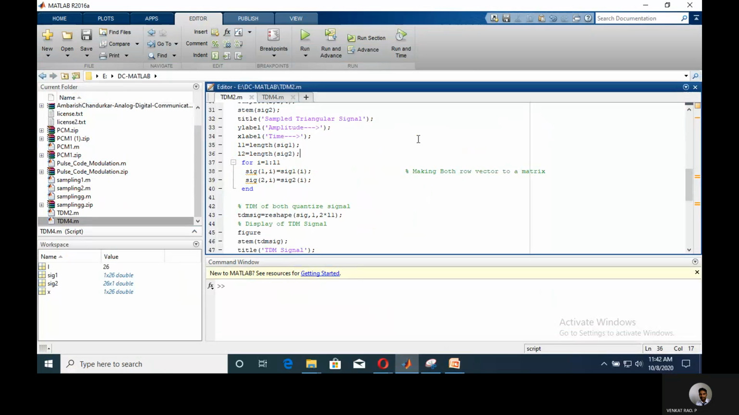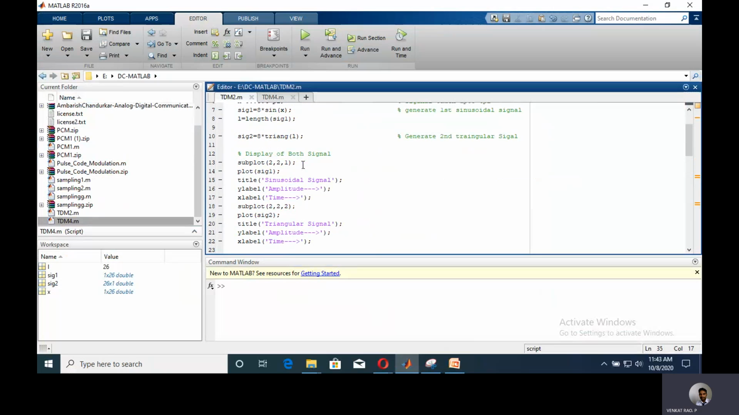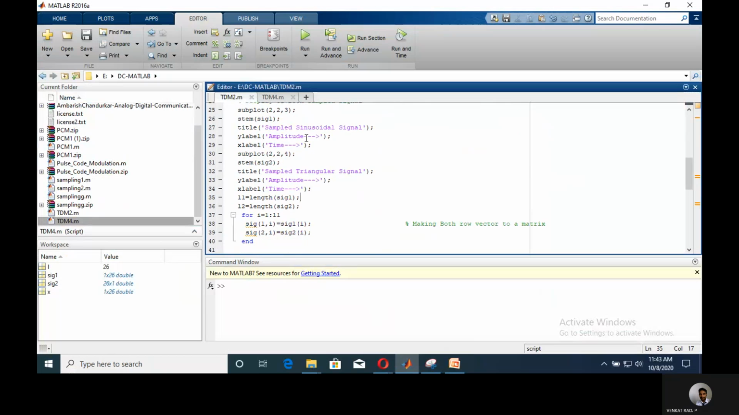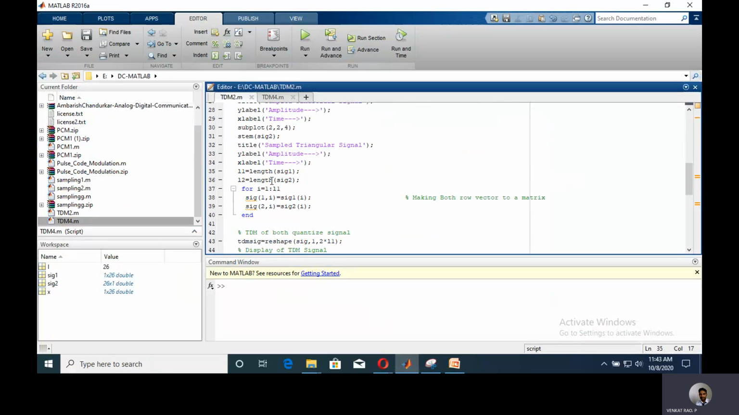Now let us observe this. Here I am taking one for loop starting from 1 to the length of the first signal, because the lengths L1 and L2 are both the same. We have already taken that, because the triangular wave length and sine wave length are both the same. But let me take L1 and L2 as the lengths of signal 1 and signal 2. So for this entire length I am applying the for loop, so that Sig of 1 comma I, which represents this process, is nothing but making these row vectors into a matrix.